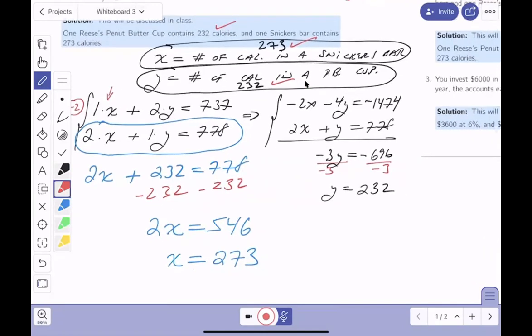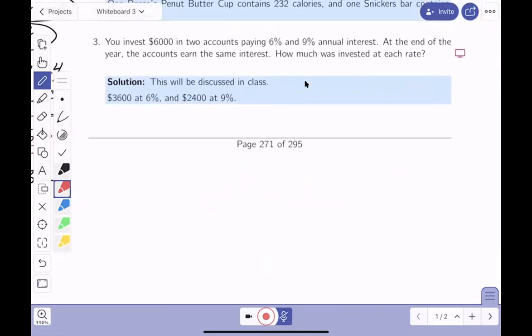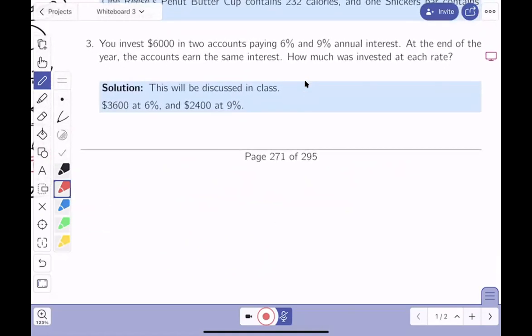All right, let's go to number 3. And number 3 is an investment problem. And it's a simple interest. And it says you have $6,000 to invest. Some is going at 6%, some is going at 9% account. At the end of the year, this is a simple interest rate. It says that the accounts earn the same interest. How much was invested at each rate? So I don't know. So I'll write this down.